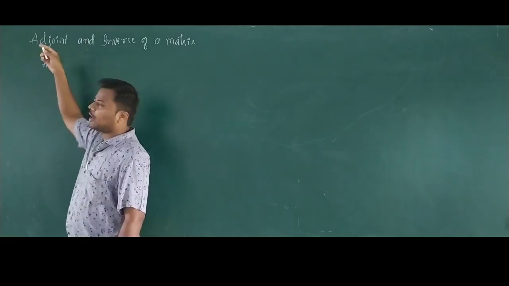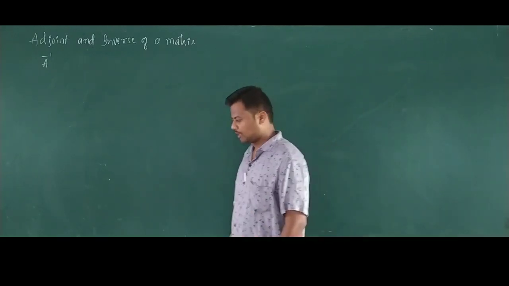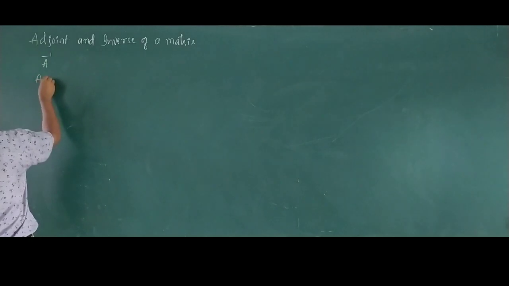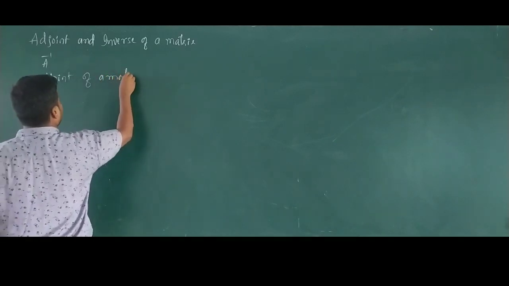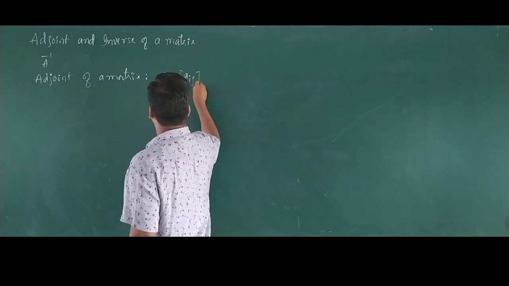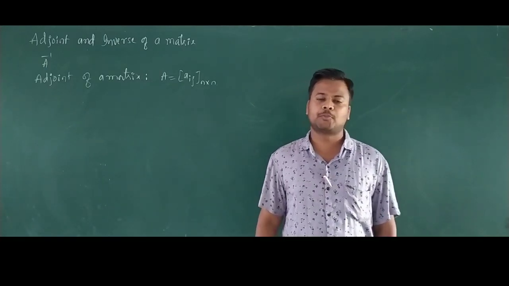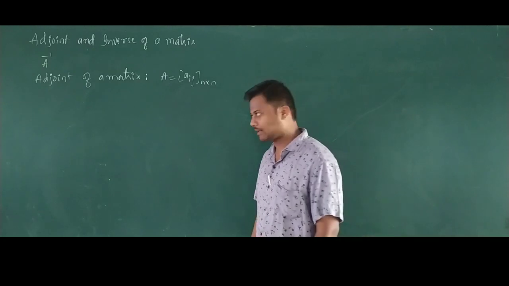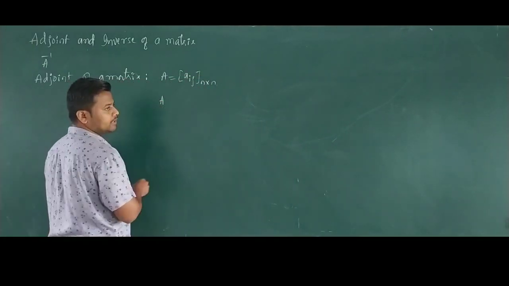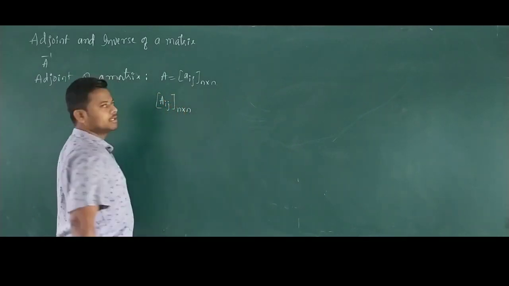define what is the adjoint of a matrix. Definition of adjoint of a matrix: the adjoint of a matrix A equal to Aij of order n by n is defined as the transpose of the cofactors of the matrix Aij of order n.